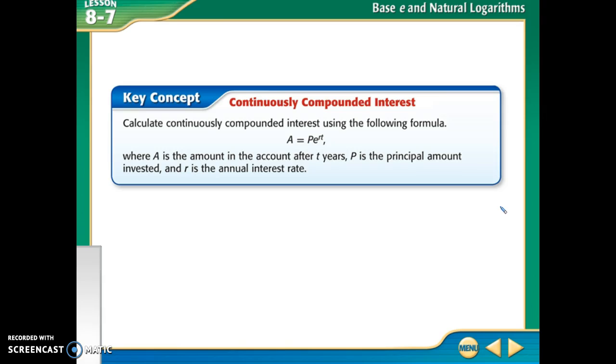Okay, we also have some interest problems with using base e. So if we talk about continuously compounded interest, we're going to use this formula, the PERT formula, A equals P e to the rt. A is still our final amount. P is still our principal or our initial amount, however much we start with. R is your rate as a decimal. And then t is your time. All right, same letters, except now we just have that base e in there.